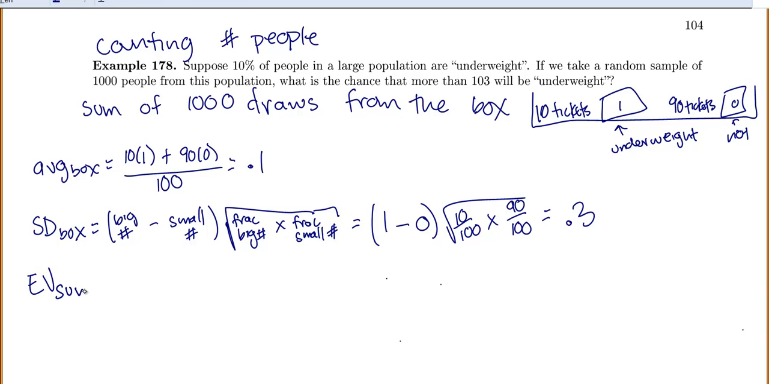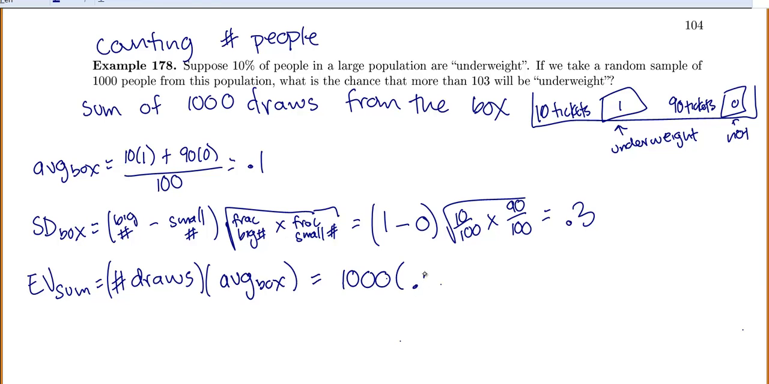Now for the expected value of the sum, that's the number of draws times the average of the box. So there are 1,000 draws. The average of the box is 0.1, so this gives me 100.